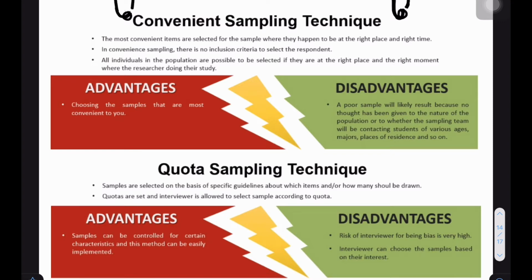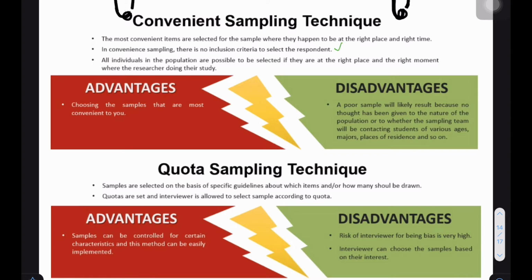Tak ada kriteria. Okay, it's just because it's convenient, it's just because it is there, dia ada pada waktu kita nak pilih sebagai sampel, so dia terpilih sebagai sampel. Okay, so dia tak ada apa-apa any requirement untuk dia jadi sampling. So that one is convenience sampling technique. Okay, in convenience sampling, there is no inclusion criteria to select the respondent.